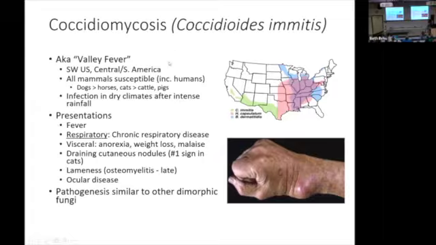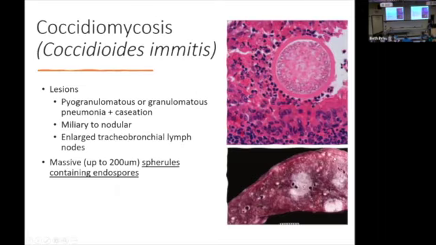So it goes everywhere. Pathogenesis is pretty similar for all these guys. They just have different regions of the US that they come from. Presentation is similar, but they like to go to different organs. So Blasto really likes the eyeball, for example. Histo really likes the GI tract. Coccidioides likes the skin, especially in cats.